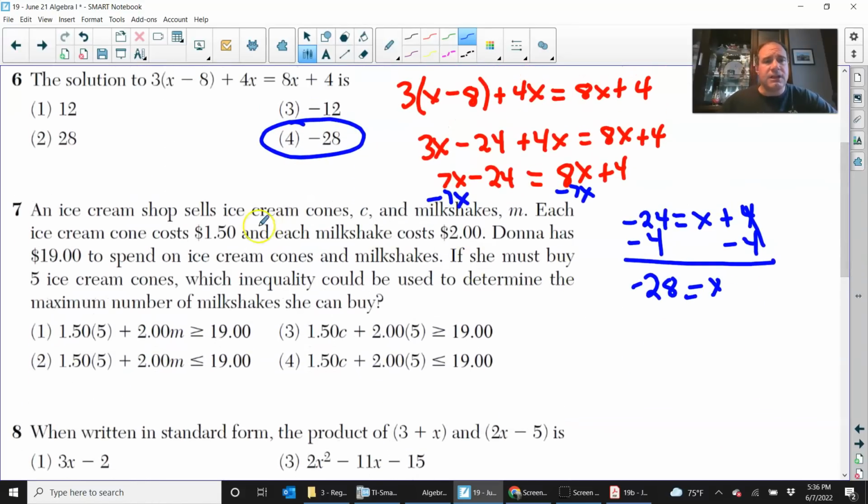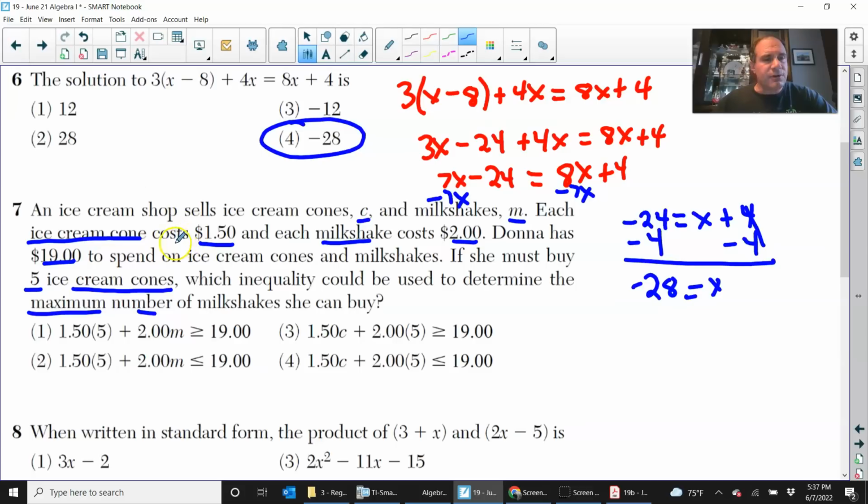An ice cream shop sells milkshakes, M, and ice cream cones, C. Each ice cream cone costs, so I'm going to underline, ice cream cones cost $1.50. Each milkshake costs $2. Donna has $19 to spend. She must buy 5 ice cream cones. Which inequality can be used to determine the maximum number of milkshakes she could buy? This question is a translation question, a reading problem, without being able to use your calculator.